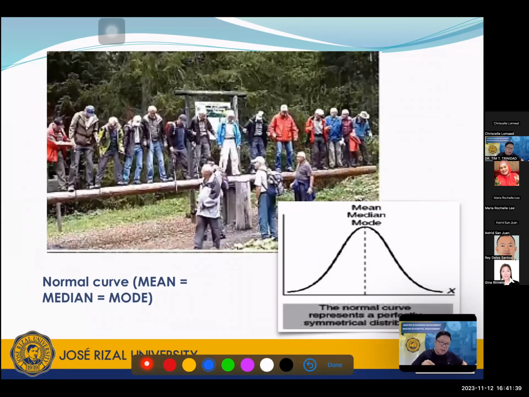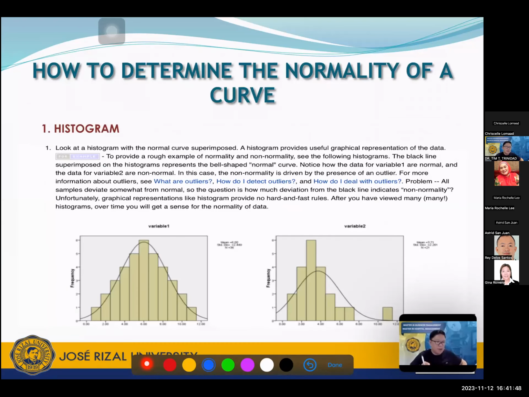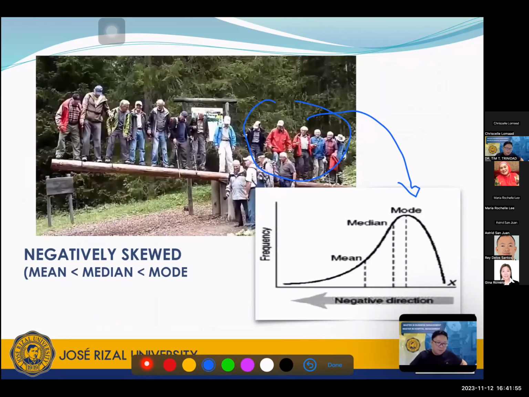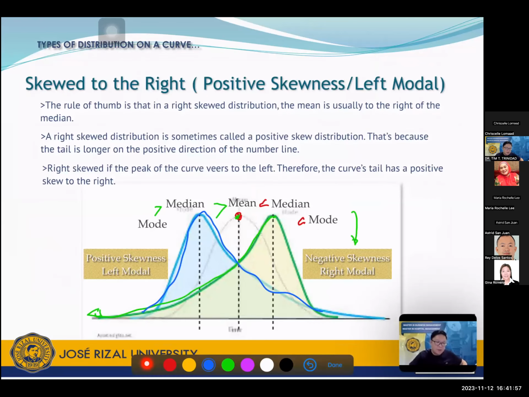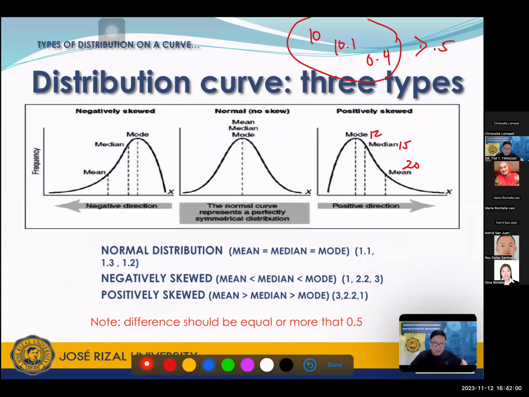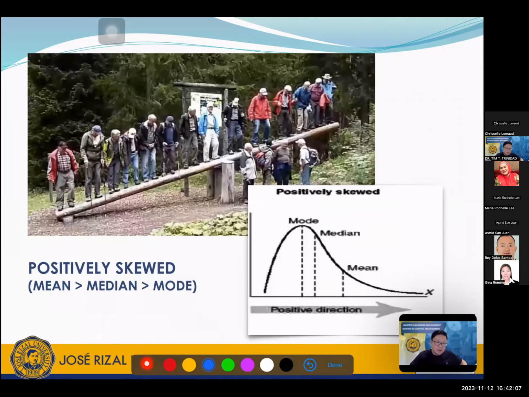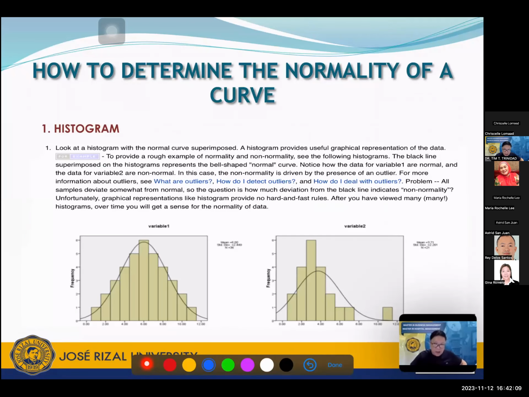And if the weight or the distribution of data is equal, okay, then it becomes a normal curve. Okay. So how am I going to determine if your data are distributed normally or abnormally? There are many ways on how you can determine if your distribution is normal or abnormally distributed. First, you can create a graph by means of using a histogram.